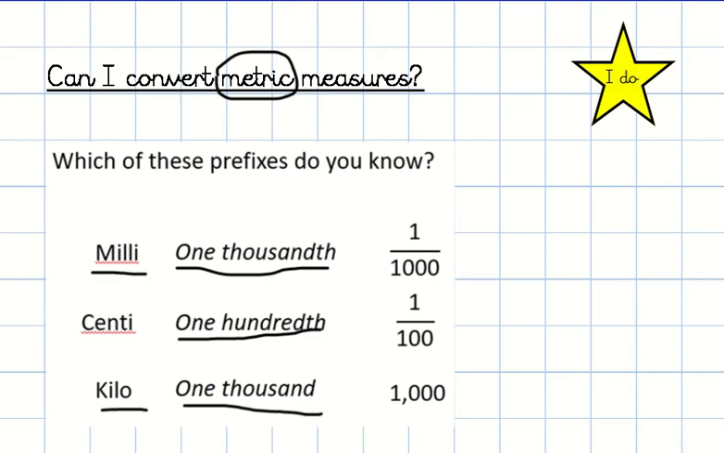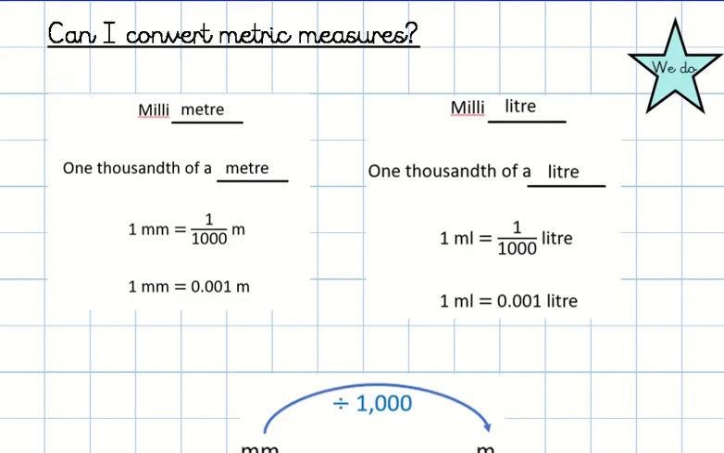So this means 1,000th, like a fraction, 1,000th. And then kilo is 1,000. So then if we're looking at that, we know that a millimetre is the same as saying 1,000th of a metre. 1 millimetre equals 1 out of 1,000th of a metre, a bit like 0.001 metre. And then a millilitre is the same as 1,000th of a litre. So 1 millilitre is 1,000th of a litre, and 1 millilitre equals 0.001 litre.